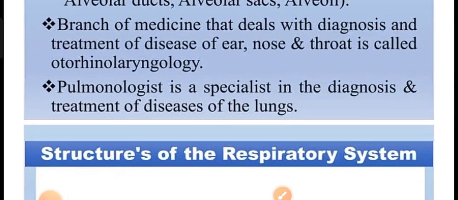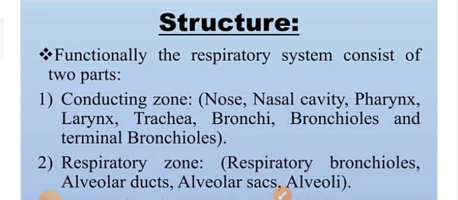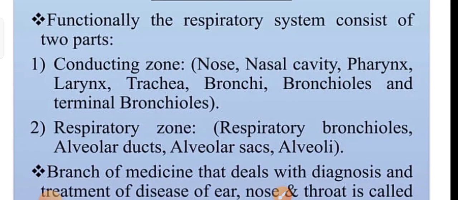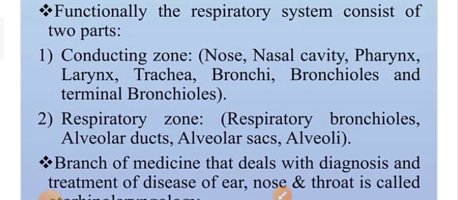Next, if you see the functional classification, structurally there are already upper and lower parts. Functionally, the respiratory system consists of two parts, the conducting zone and the respiratory zone.